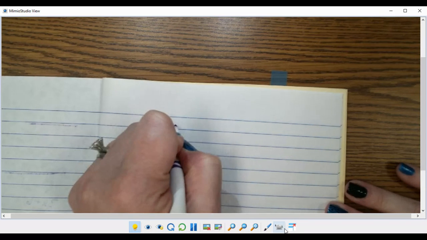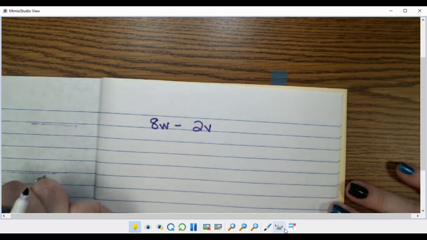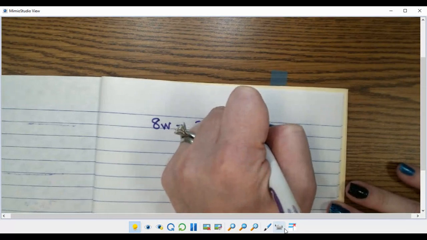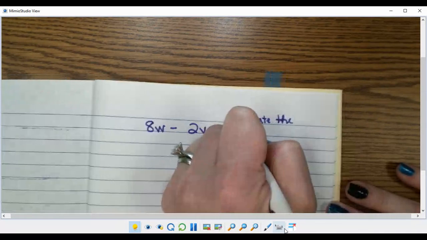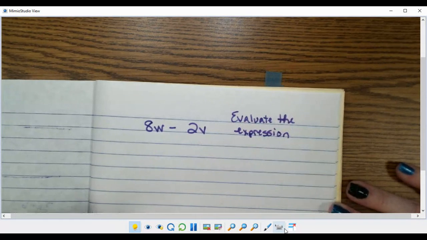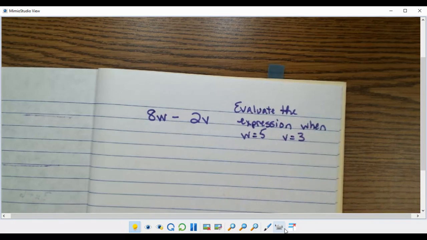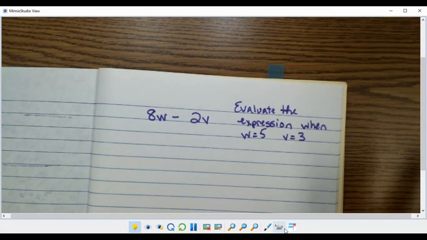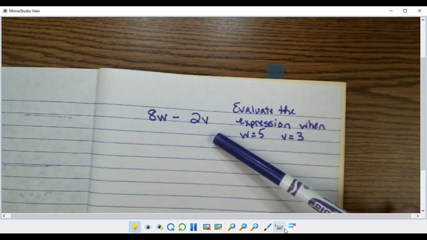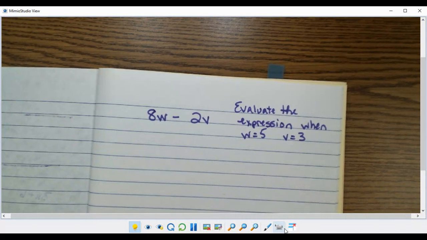So let's say the problem is 8w minus 2v, and you are asked to evaluate the expression, that's the words that they'll use, evaluate the expression when w equals 5 and v equals 3. Now, the beautiful thing about variables is that they can equal just about anything. They can vary. That's what the word means. Vary means to change. So for this situation, maybe w equals 5 and v equals 3. If we talk about the same setup a week from now, maybe w is going to equal 8 and v is going to equal 1 because the situation changed. But I didn't have to reinvent the wheel. I didn't have to recreate the expression. I'm just going to change the numbers that I put in there.